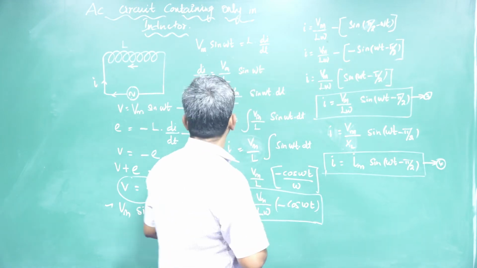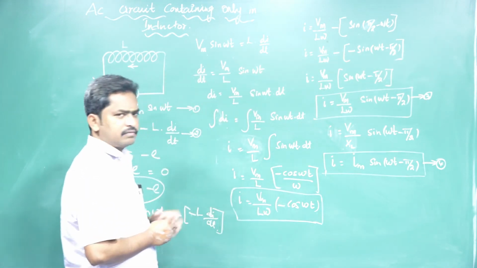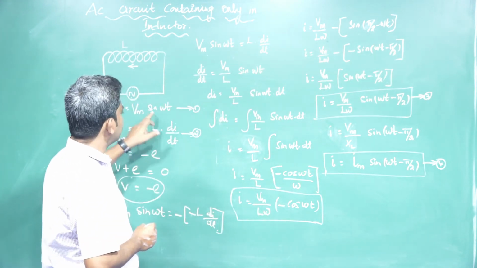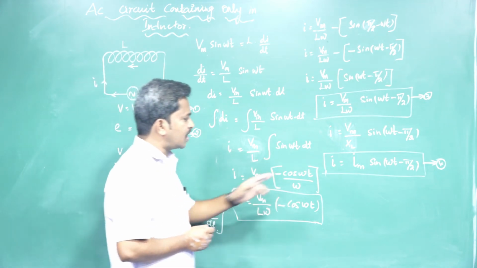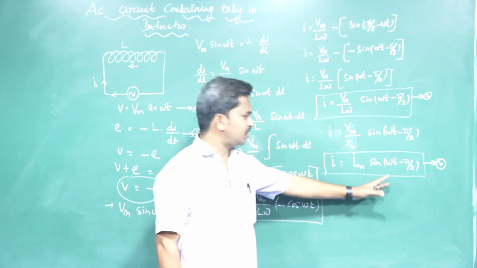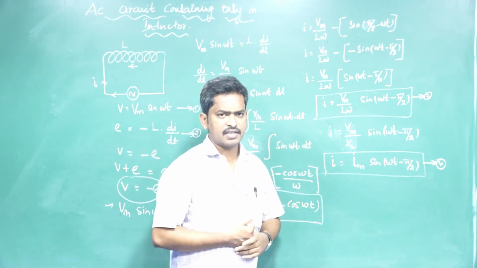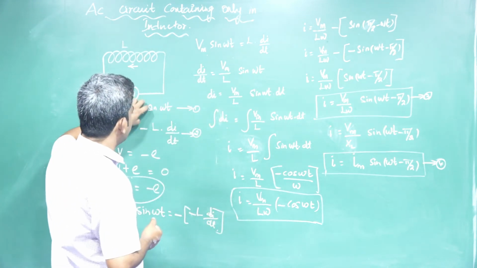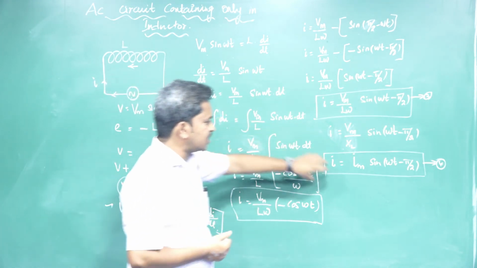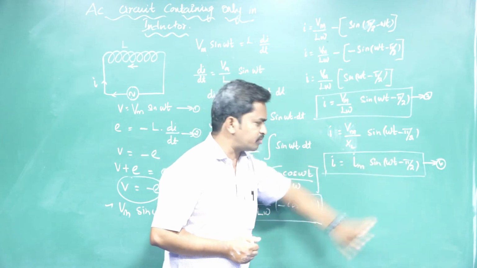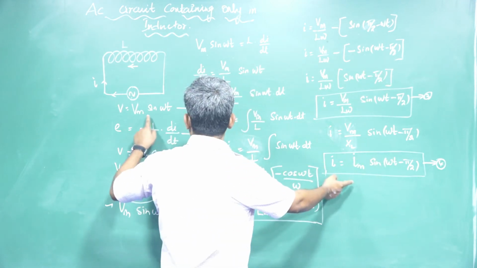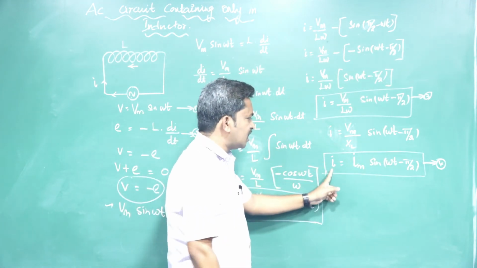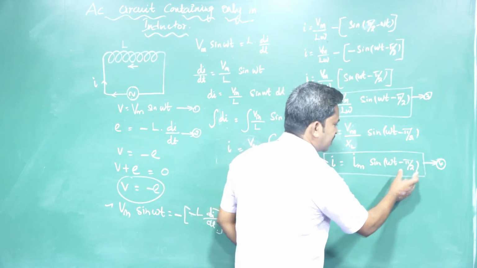Compare equation 1 and 4. Here V is equal to Vm sin omega t. Here I is equal to Im sin omega t minus pi by 2. So this is V is equal to Vm sin omega t, and this is I is equal to Im sin omega t minus pi by 2. Compare the two equations. The current lags by pi by 2.